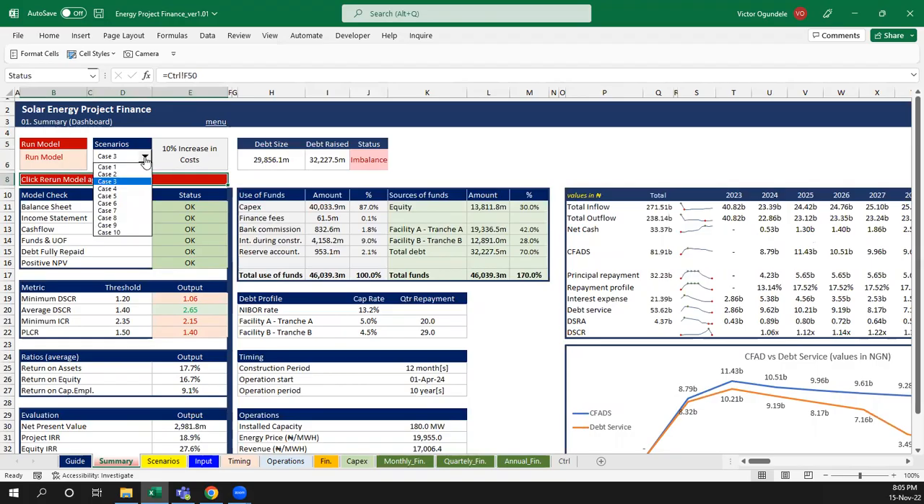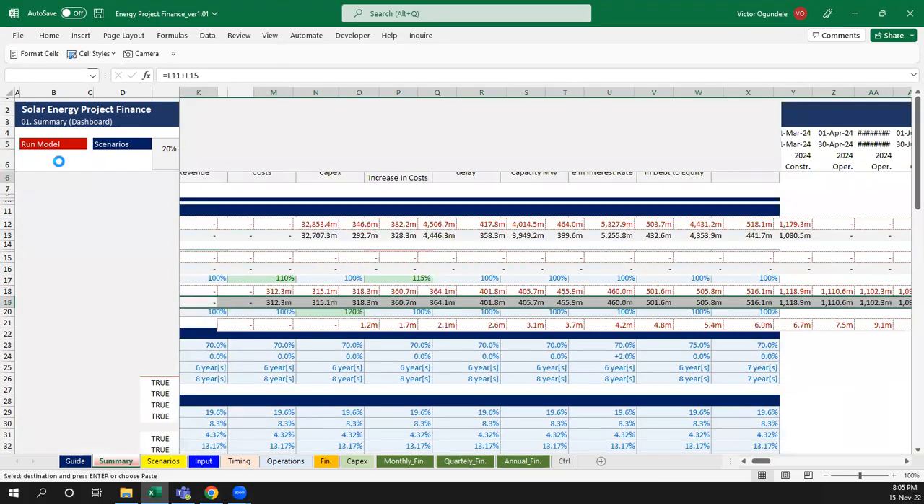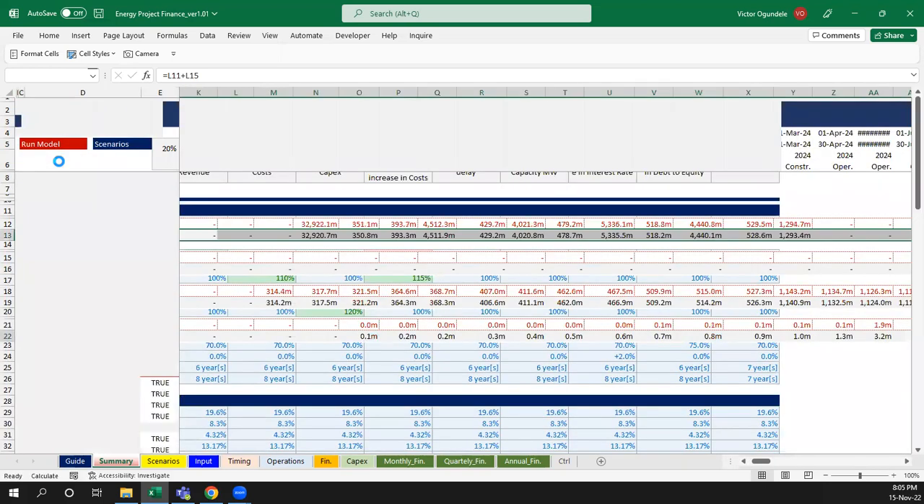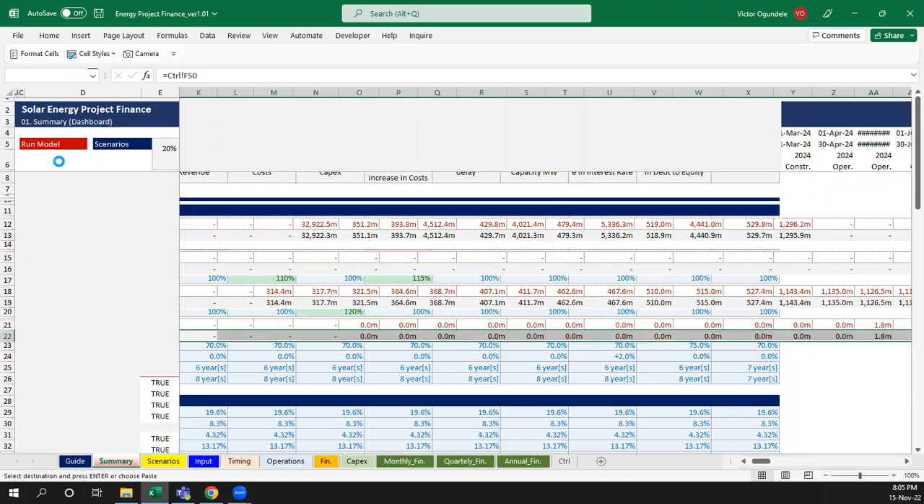So let's even look at another one, case five. So 20% increase in capex. Now, if you look at this, you can see that my total use of fund is not equal to my total fund. So which means I will need to click on this run macro. And Excel will go in and do the copy and pasting. So it's more like a circularity because one line item depends on another. I click run again. It's asking me to run it again.